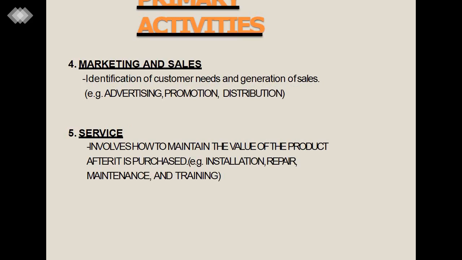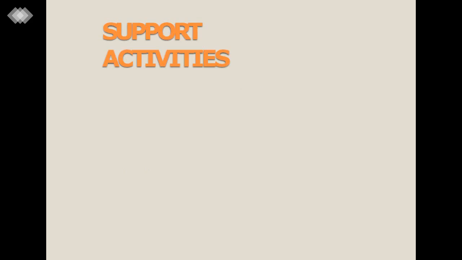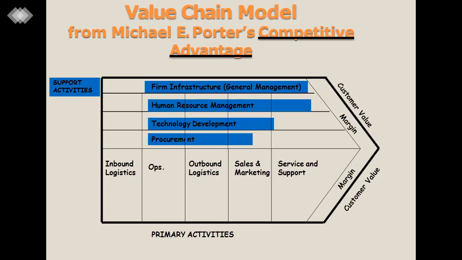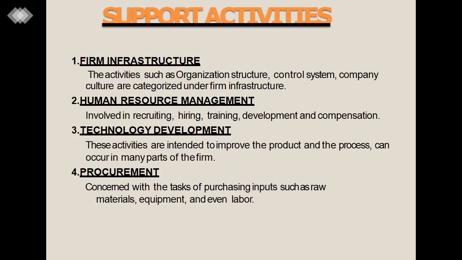In marketing and sales, they identify customer needs and generate sales. In service, it involves how to maintain the value of the product after it is purchased. So in support activities, they relate to general management, HRM, technology development, and procurement. In firm infrastructure, or general management, activities such as organization structure, control systems, and company culture are all categorized under firm infrastructure.